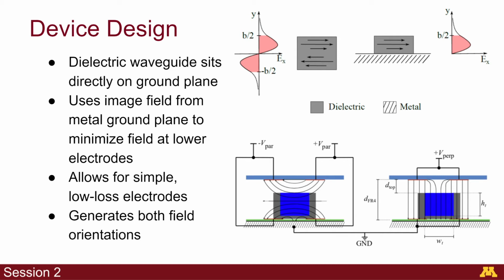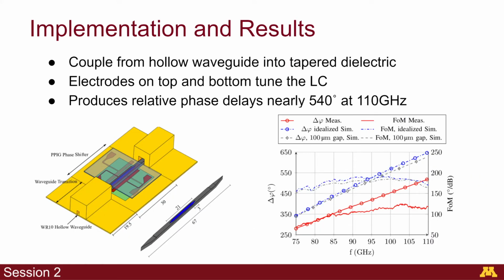Then the waveguide forms a mode using the real field in the dielectric and the image field formed inside the ground plane. As seen in the top right, this minimizes the E field at the dielectric ground interface, allowing us to put electrodes there without much loss. Note that in both pictures on the right, the RF wave is propagating into the page. In the bottom right, we see the 4 electrodes being used to create both horizontal and vertical long axis liquid crystal orientations. In the lower left, we can see the implementation of this device.